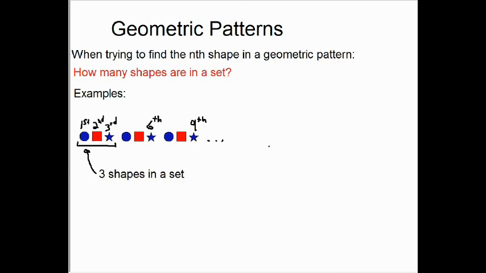So suppose we continued this pattern and I wanted to know what the 122nd shape would be in this geometric pattern. Well, I don't want to keep drawing these shapes over and over again until I get to the 122nd position, because that'll take forever. So instead, we'll see that we have 3 shapes in a set. So first thing I'm going to calculate is how many full sets we have in 122 positions. So we divide 122 divided by 3.